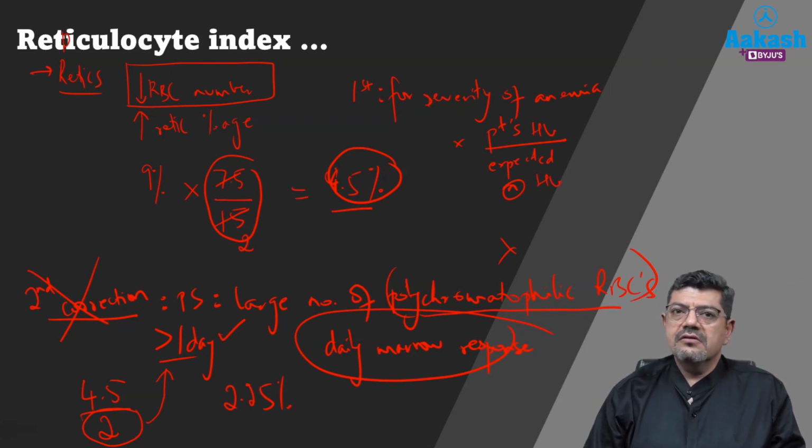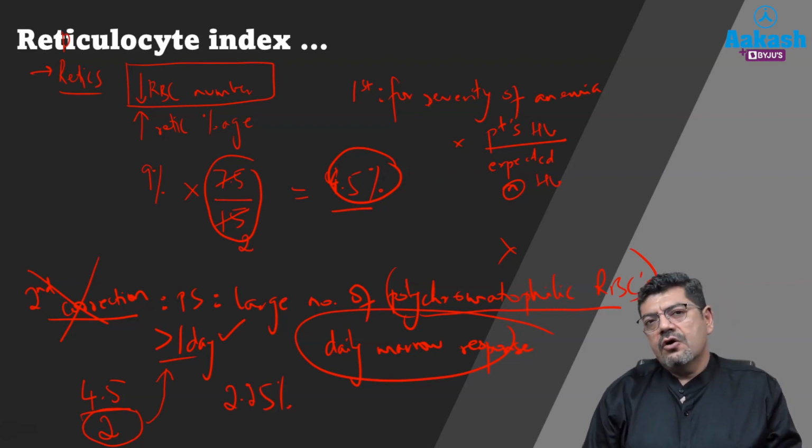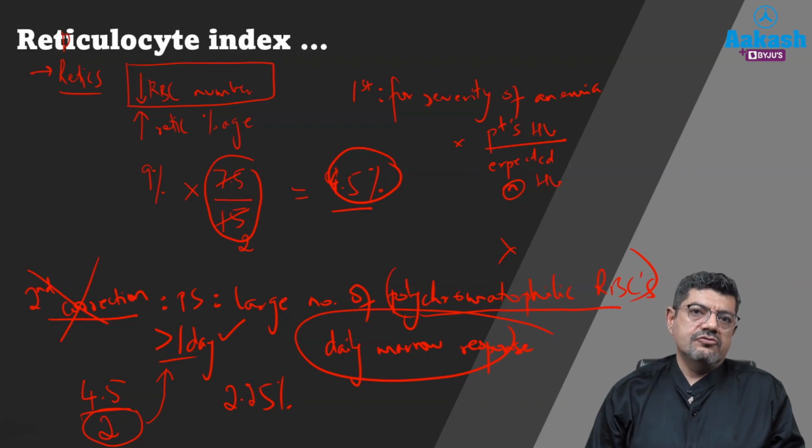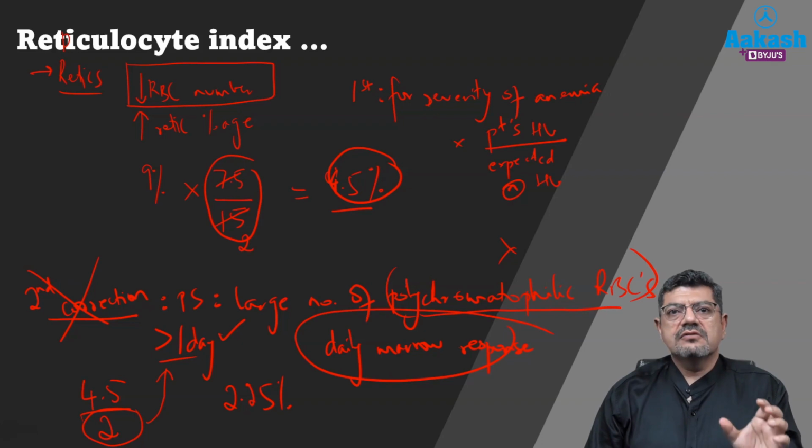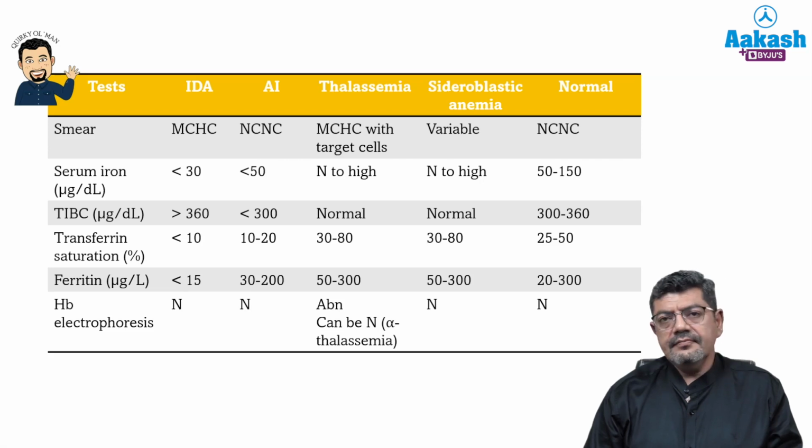So reticulocyte index is a correction of the reticulocyte percentage for 2 variables: 1 for the severity of anemia, 2 for the longer life cycle, for the longer persistence of reticulocytes in peripheral blood, which is typically more than a day, which is what gives you the factor of 2.